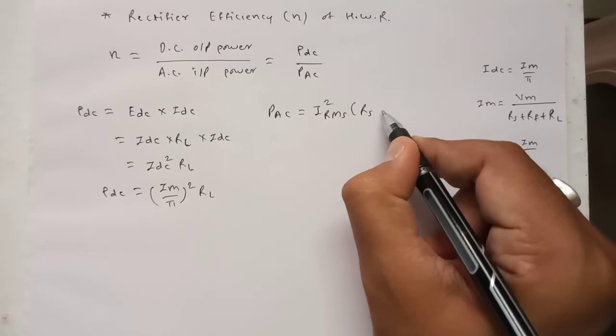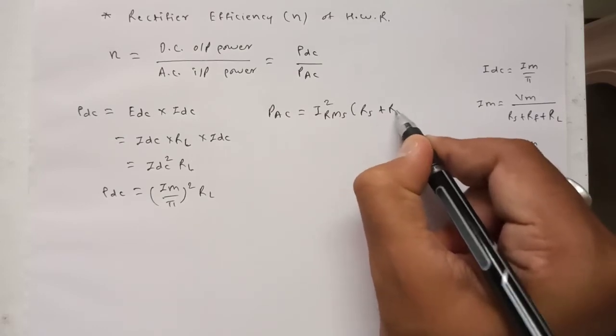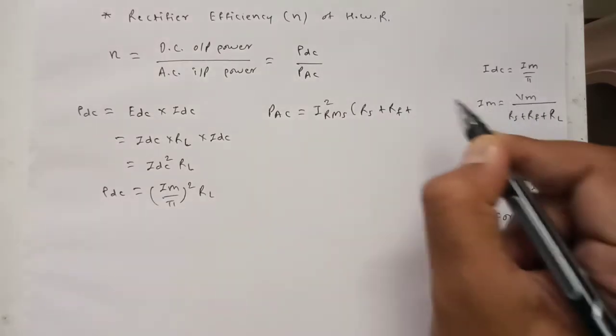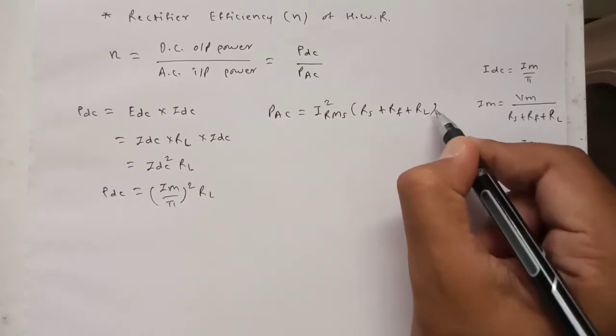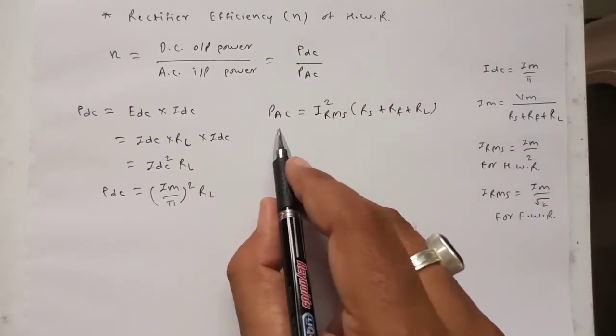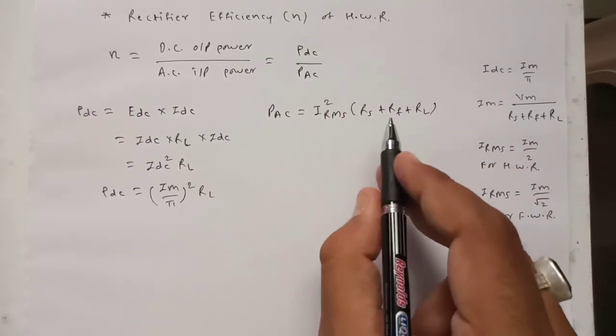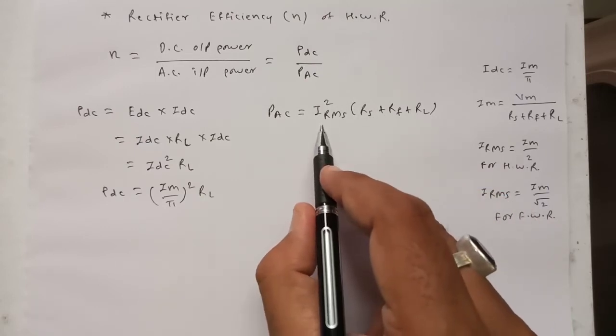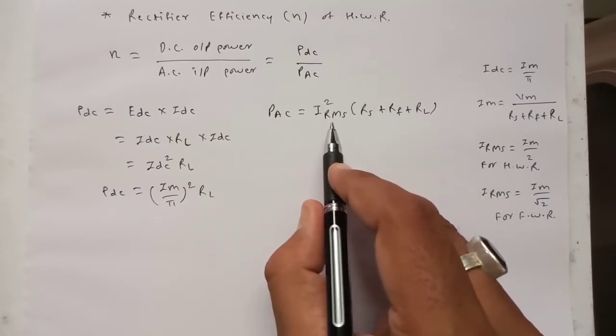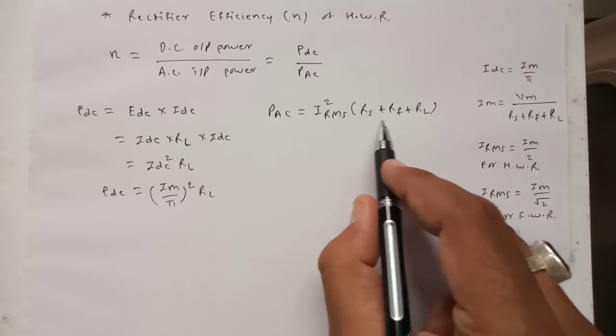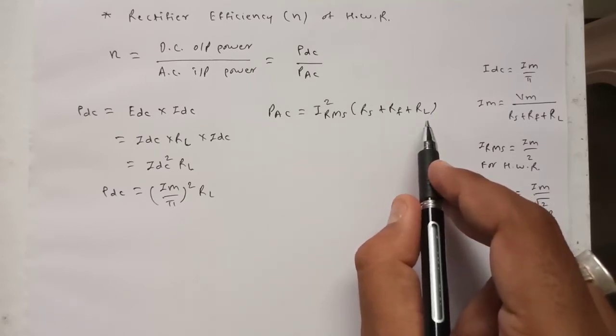So all the resistances we should take: Rs plus Rf plus RL. Actually, this is nothing but the equation of power, P equals I squared into R. Here we are talking about AC, that's why we have taken the RMS value and all the resistors that are coming in the circuit.